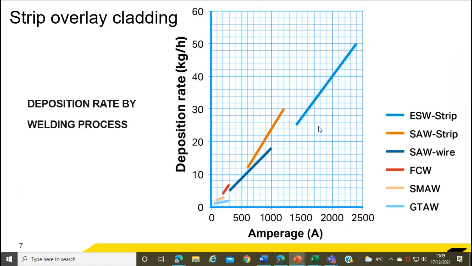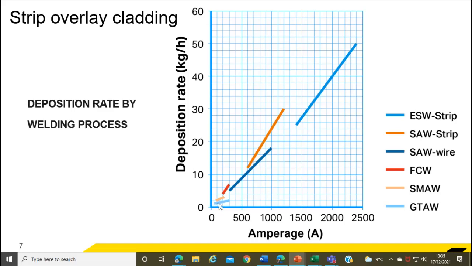So, in terms of strip overlay, this is just a quick illustration of why go to the trouble of doing this strip overlay. Down at this bottom end here is deposition rate, in kilograms per hour. So with your little TIG rods, manual TIG, the maximum that you can get really is about 2 kilograms an hour, and that would take some doing.